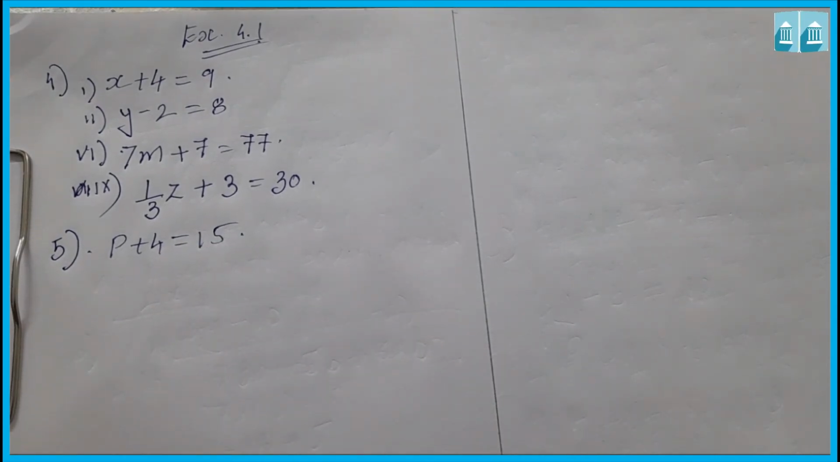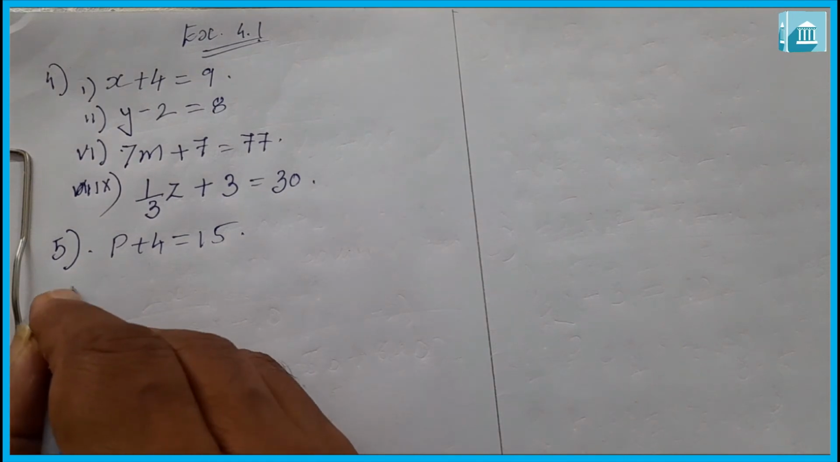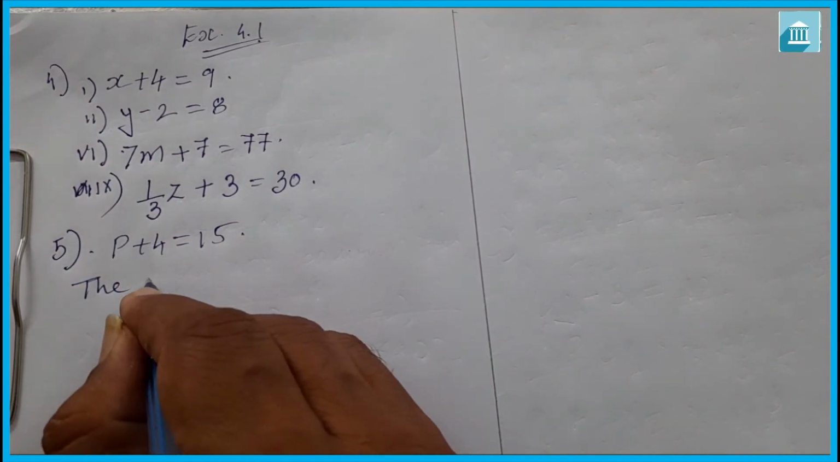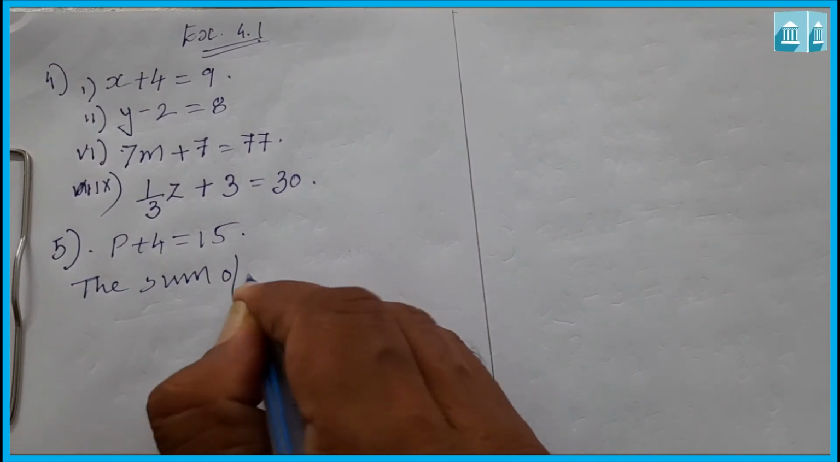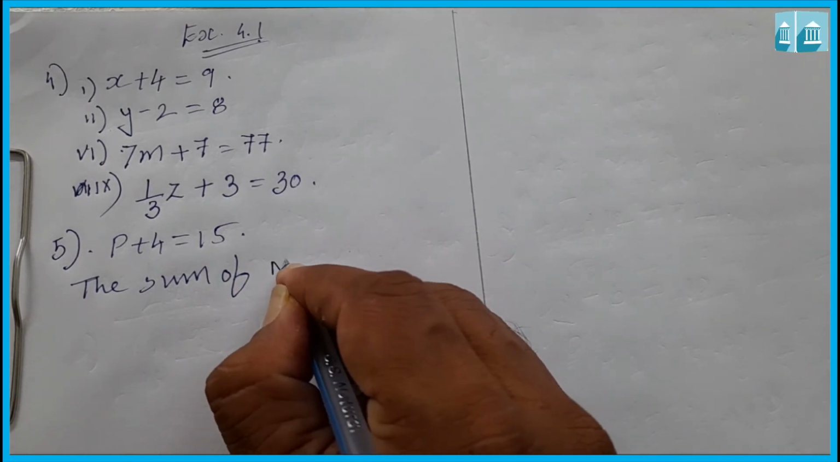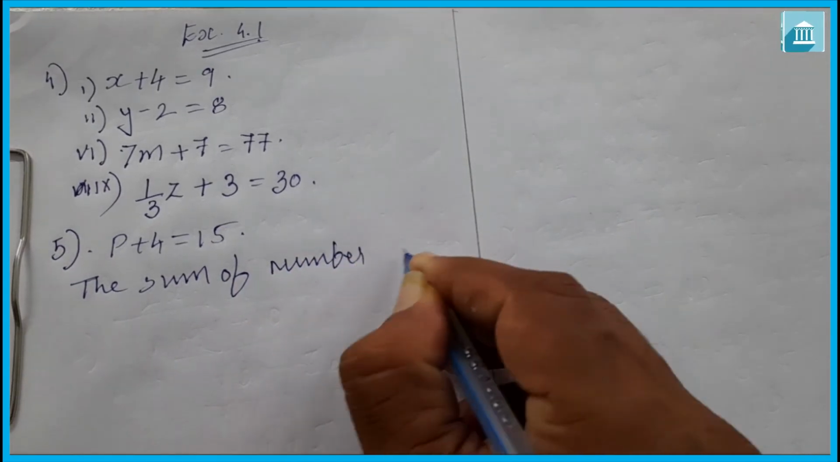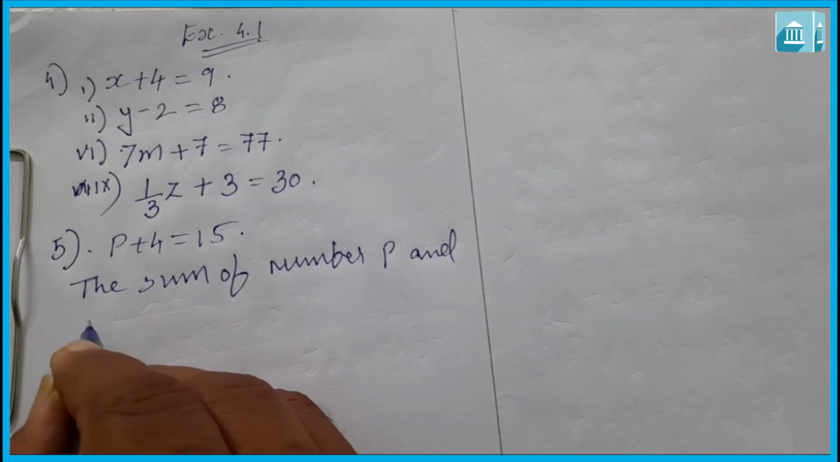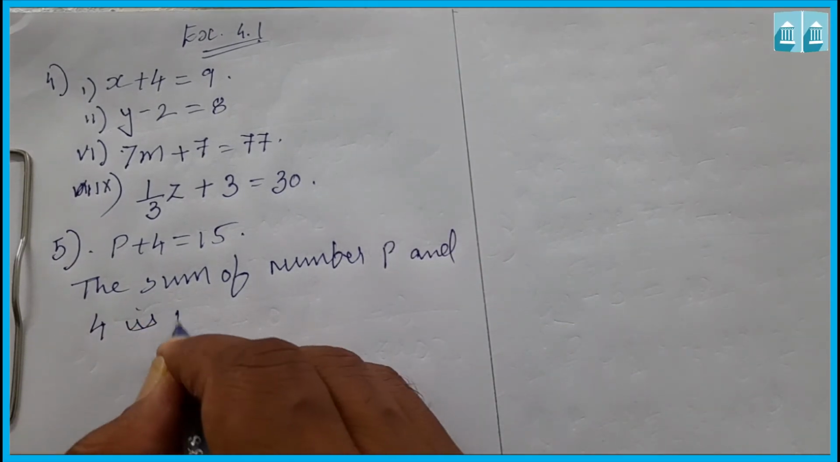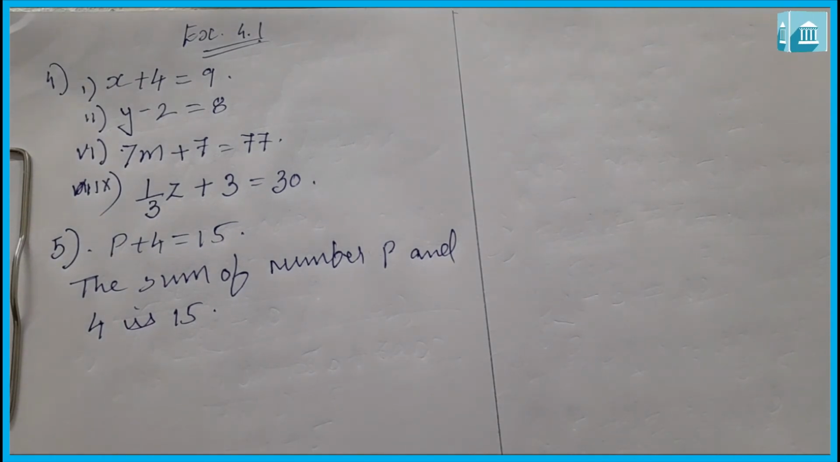So we can easily write that the sum of number p and 4 is 15. In the same way, the second is m minus 7: 7 subtracted from m is 3. Third is 2m, so 2 times m is equal to 7. So in this way you can write.